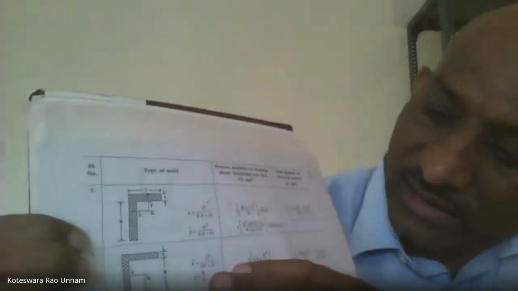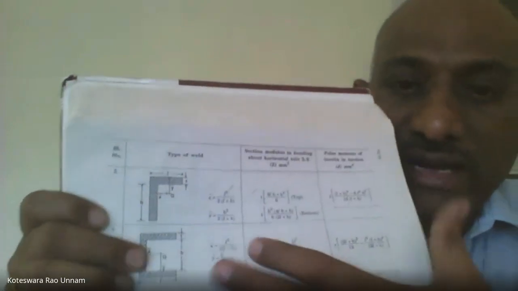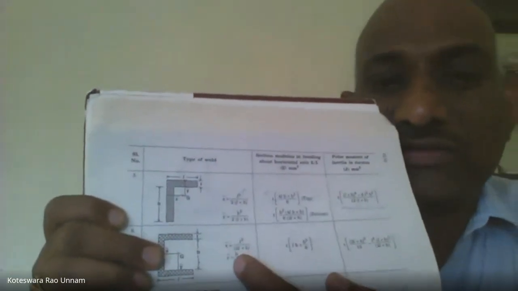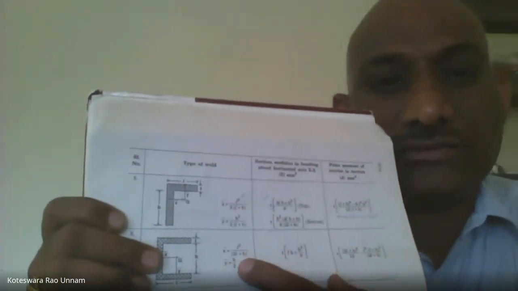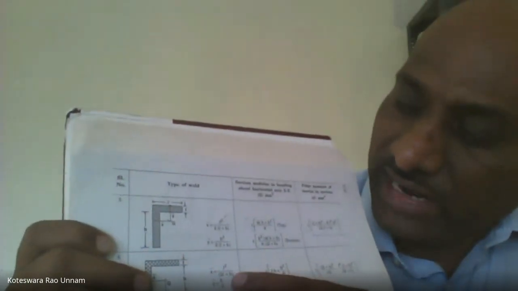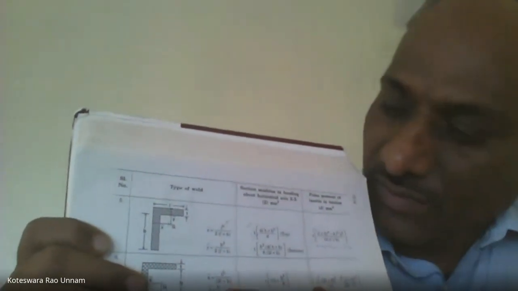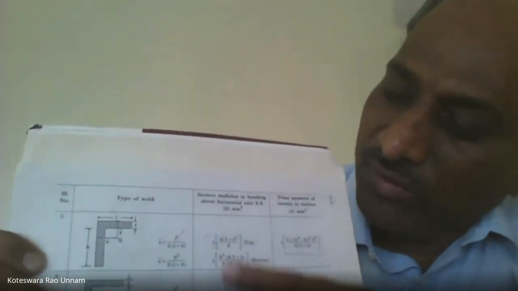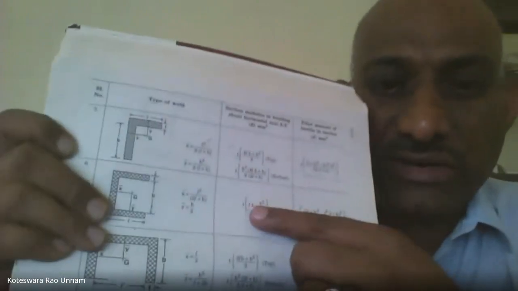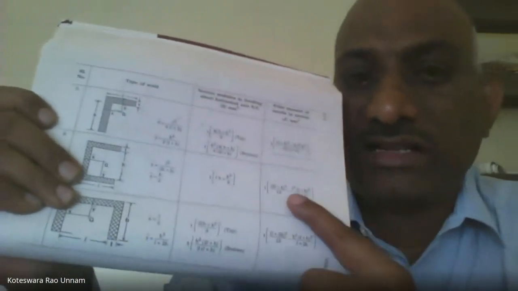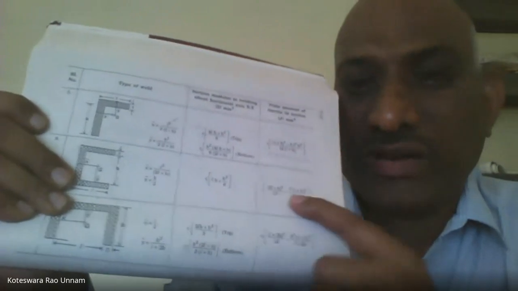So for that, see from the diagram, after the diagram, he has given the formulas for x bar and y bar also. So x bar is L square by 2L plus B, y bar is B by 2. So that's what he has written. Then after that, you have a formula for section modulus. This one, section modulus formula, and this one, formula for moment of inertia.